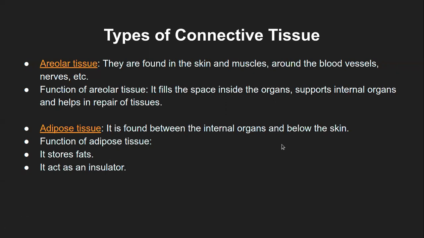Adipose tissue is a special type of tissue where there is a lot of fat storage, and it also acts as an insulator. It is generally said that those who are fat in terms of their body structure, or a little on the healthier side, don't feel cold. The reason could be that the fat acts as an insulator. Usually it is present between the internal organs and just below the skin. That's how it insulates the outer environment from the body within. So these are the two types.